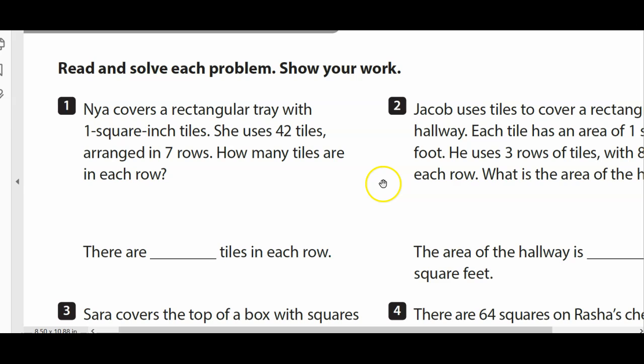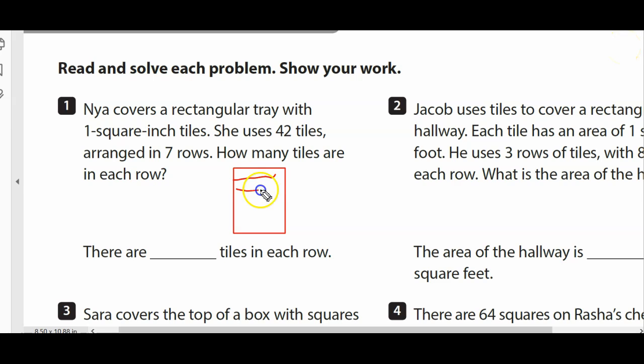So I'm going to do two examples for you, okay? And then you'll do page 3 and 4. Okay? It says, Nia covers a rectangular tray with 1-inch square tiles. So here's her tray. Okay. She puts 42 tiles on there. Okay. If she uses 42 tiles, arranged in 7 rows. 7 rows, right?